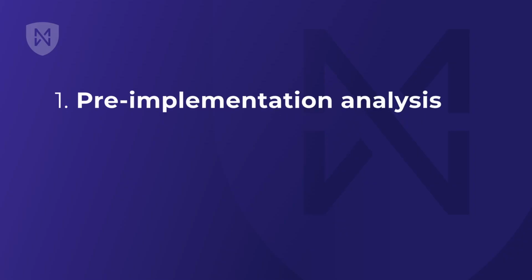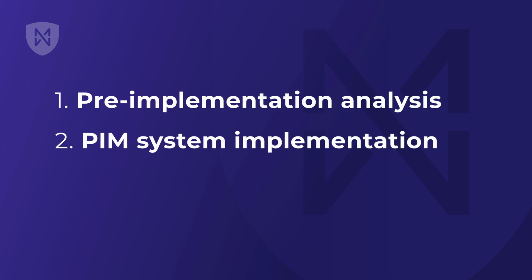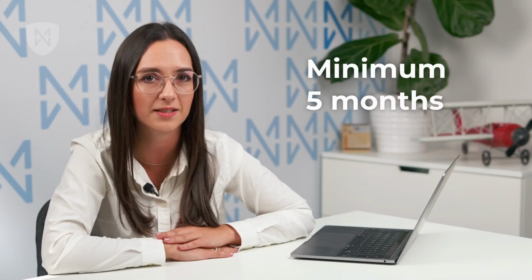To sum up, implementing a PIM is a complex process that consists of 3 basic stages: pre-implementation analysis, system implementation, and maintenance and development. Depending on the company, the implementation time may vary. From our experience, implementing a PIM system together with the pre-implementation analysis takes at least 5 months, and in more complex projects, it can take up to a year or even longer.